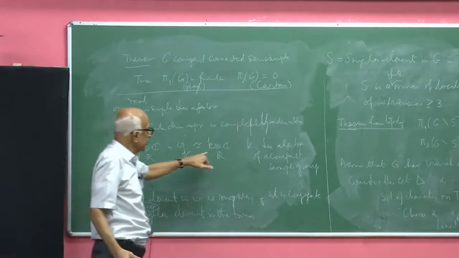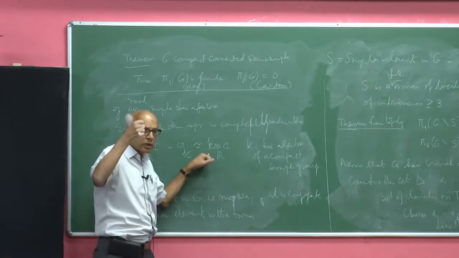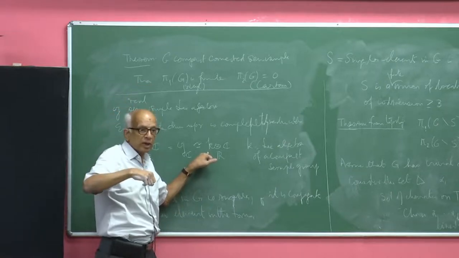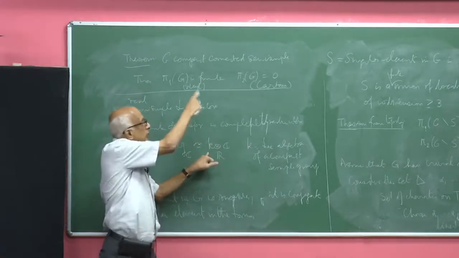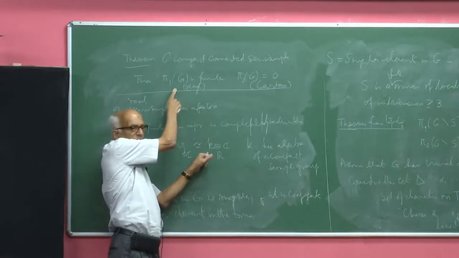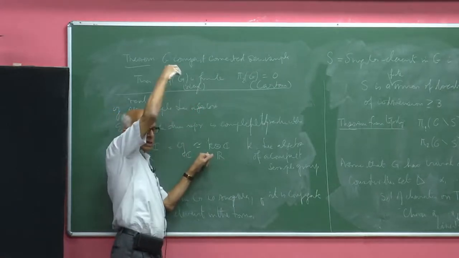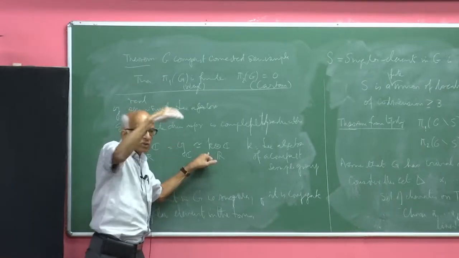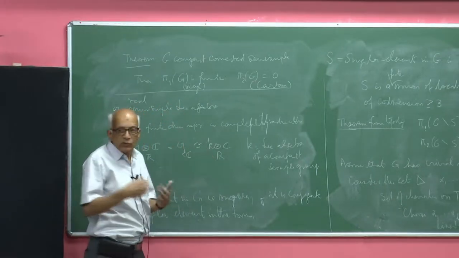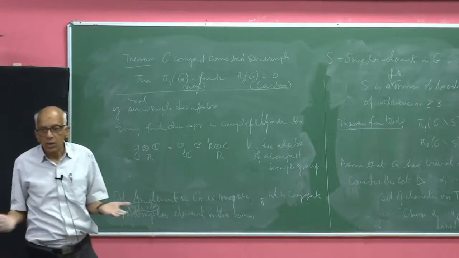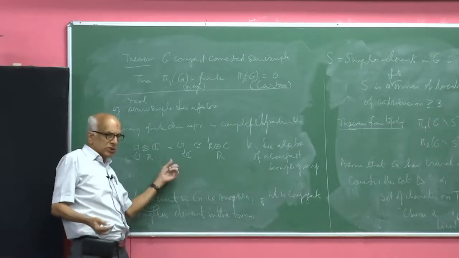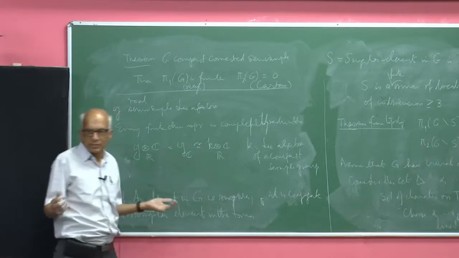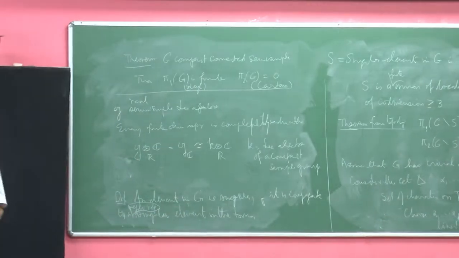Because of that, this representation can be integrated to a representation of the simply connected group corresponding to K. But we know that the simply connected group corresponding to K is compact because pi 1 of any simple group is finite. So the simply connected covering group is only a finite covering, therefore the group is compact. The group is compact and therefore its representation is completely reducible. That means the representation of G_C you get is completely reducible, but that comes from a representation of G, therefore it's completely reducible. This is usually called Weyl's unitary trick.